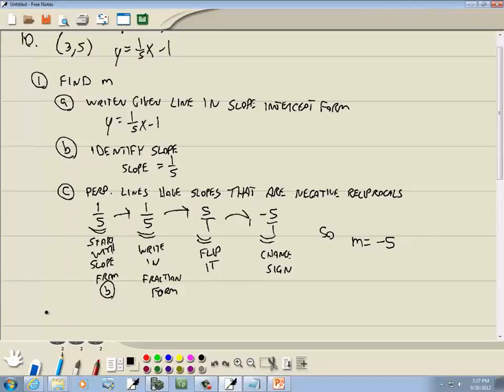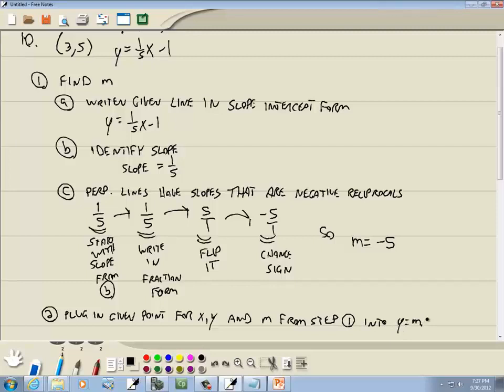Well, step 2 is still the same. Plug in the given point for x and y, and m from step 1 into y equals mx plus b, and solve for b.